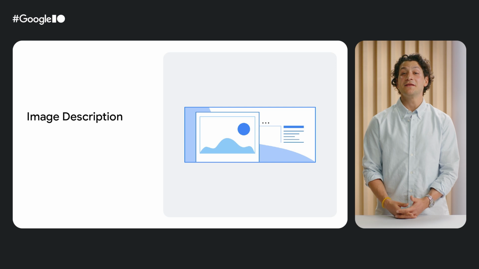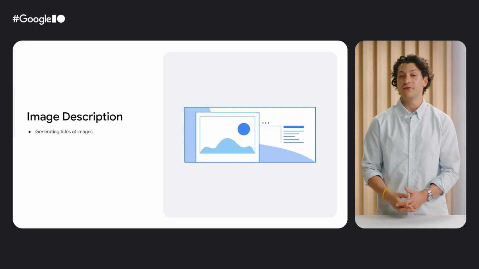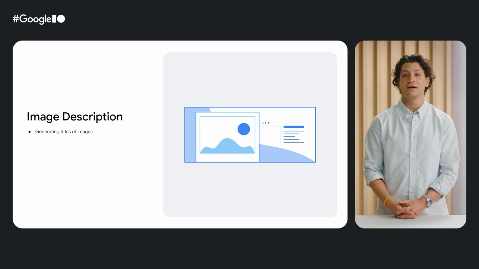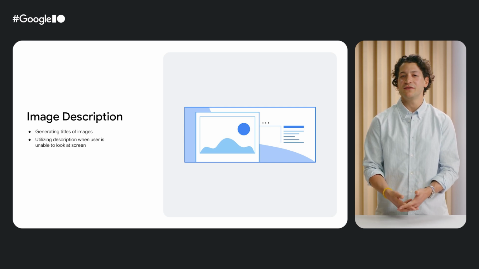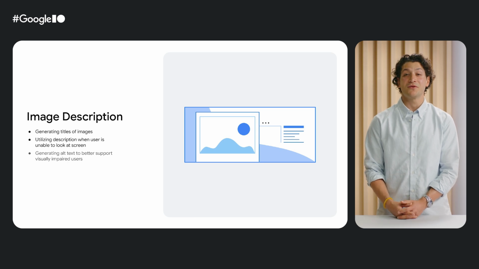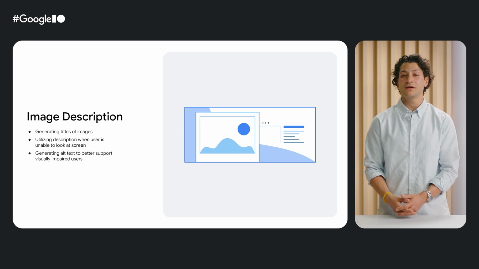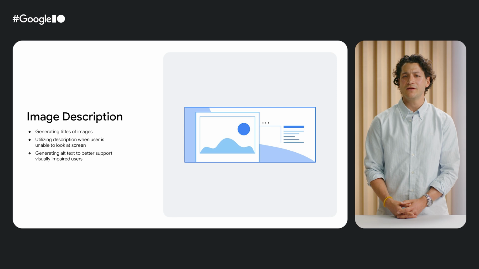And lastly, the image description API could be useful in a lot of cases, like generating titles of images very quickly, utilizing descriptions of images for when you can't look at your screen, like when you're driving or listening to a podcast, or generating alternative text to help visually impaired users better understand the content of their images.